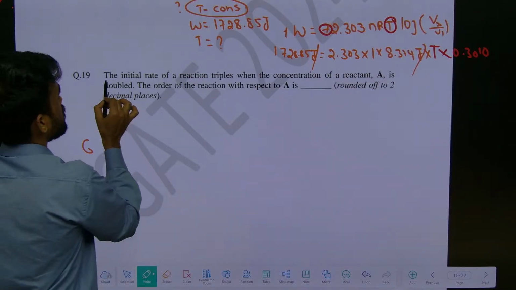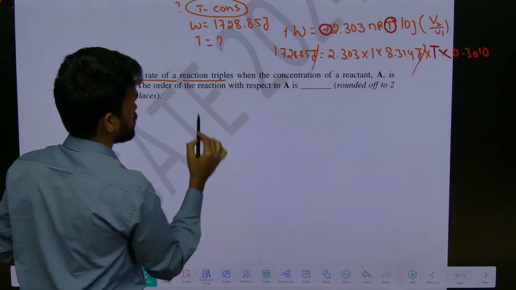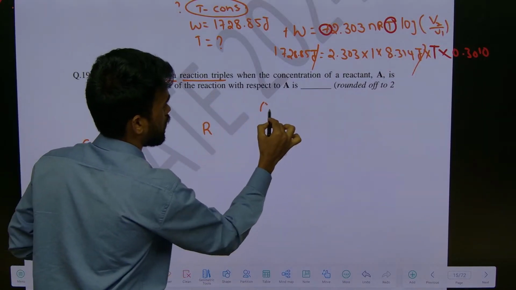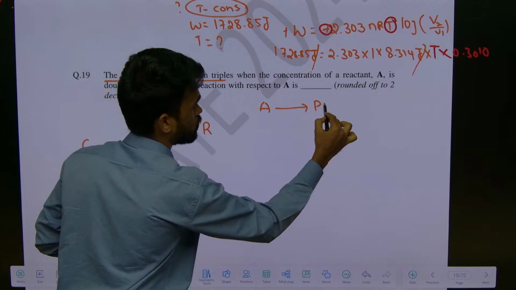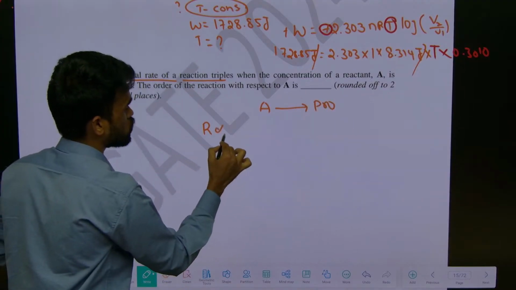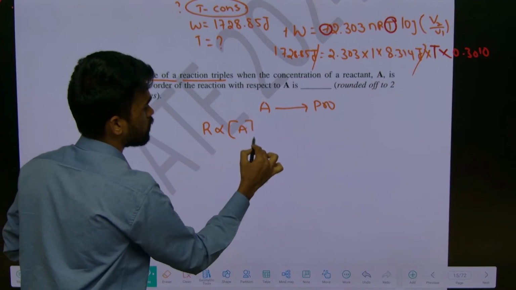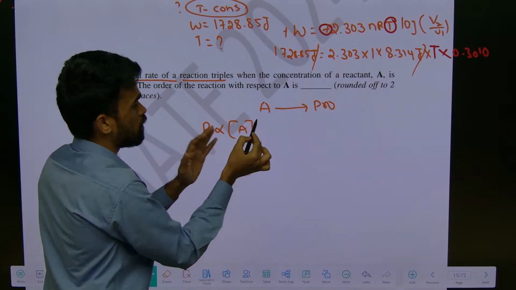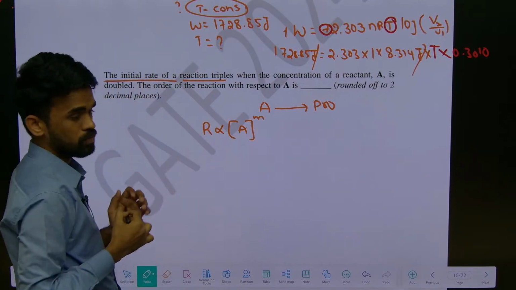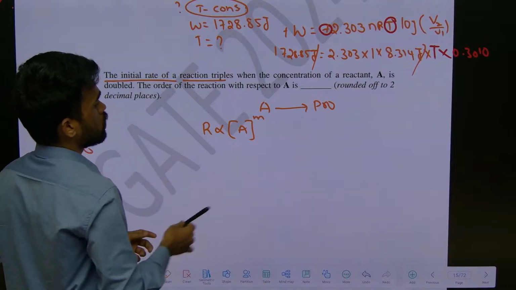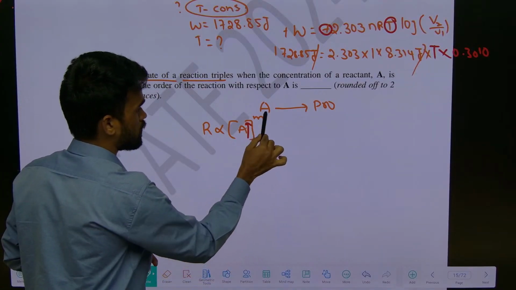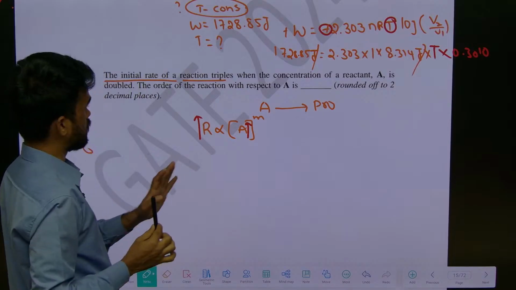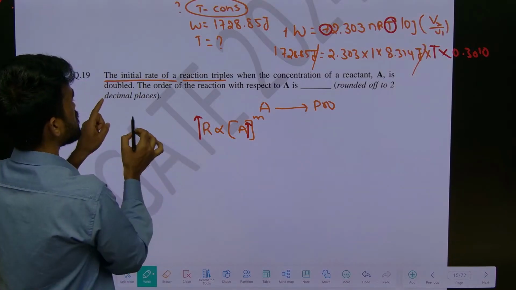Okay, see, the initial rate of reaction triples. It means, see, reactant A forming some final product. The rate of reaction depends on concentration of reactant, so it might be having some order, I am indicating with m. So this is how we will indicate. If concentration of reactant increases, rate also increases. You got this point. Now read the statement.